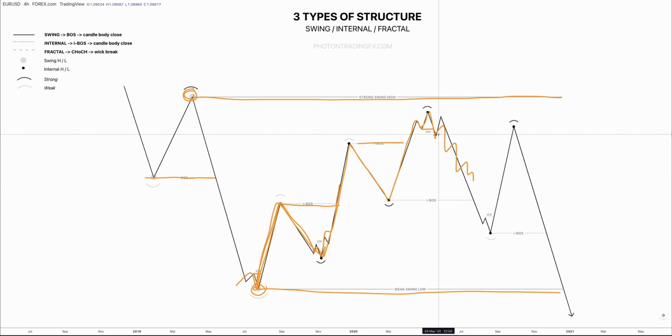Because what could happen, and sometimes this will happen as you'll see in the live market, is we get that bearish CHoCH here, we start to move to the downside. But remember, this is a strong internal low because it took out the internal high, right?